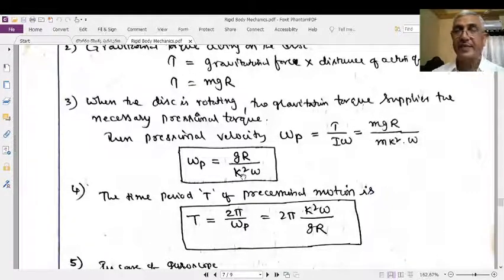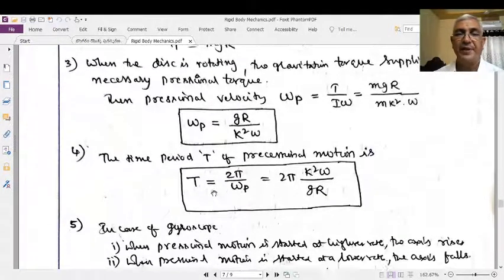What is r? Radius of the earth. What is k? Radius of gyration of the spinning top, the gyroscope. Radius of gyration means the distribution of the mass of the disc. What is omega? Omega is the spin angular velocity. Omega p is the rotational angular velocity.